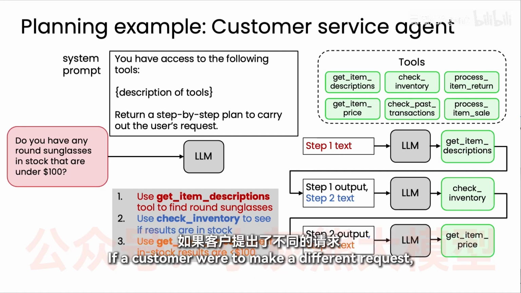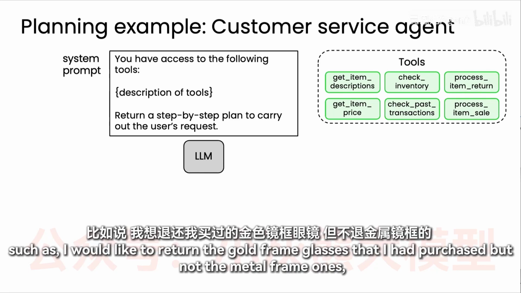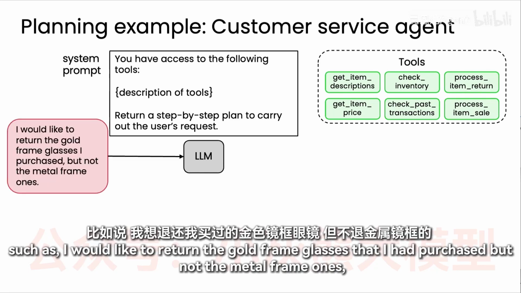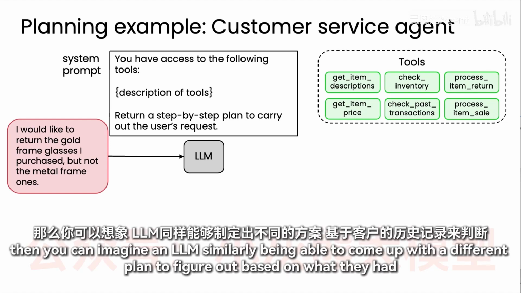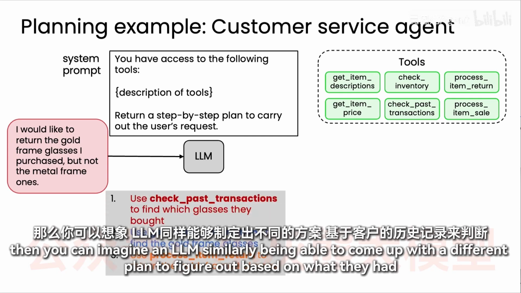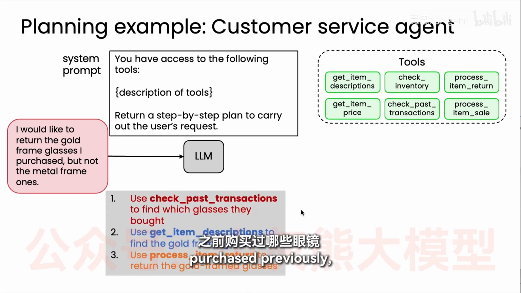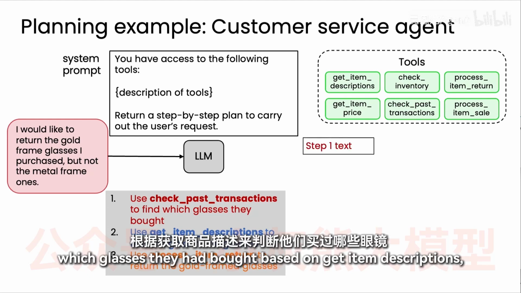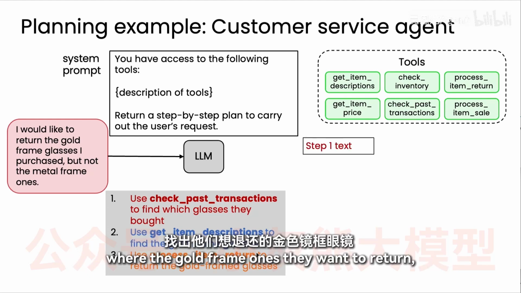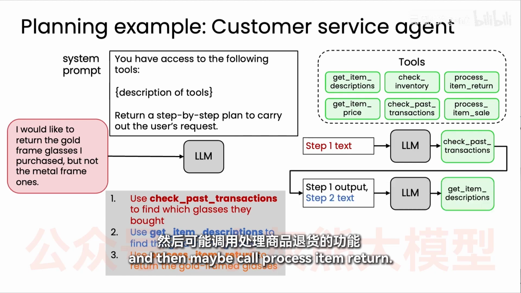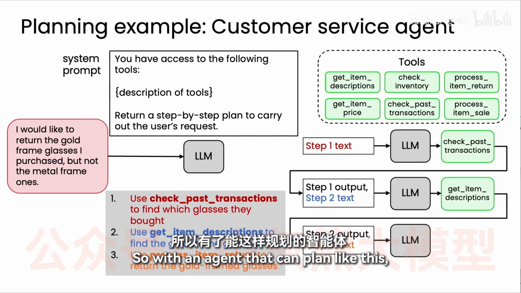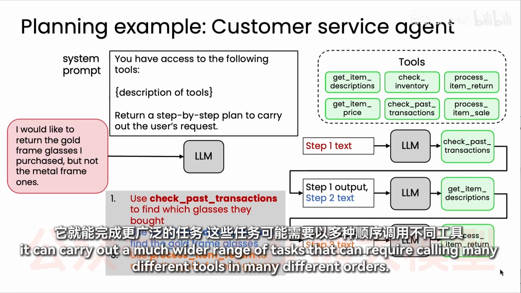If a customer were to make a different request, such as, "I would like to return the gold frame glasses that I had purchased, but not the metal frame ones," then you can imagine an LLM similarly being able to come up with a different plan to figure out, based on what they had purchased previously, which glasses they had bought, based on get item descriptions, were the gold frame ones they want to return, and then maybe call process item return. So with an agent that can plan like this, it can carry out a much wider range of tasks that can require calling many different tools in many different orders.